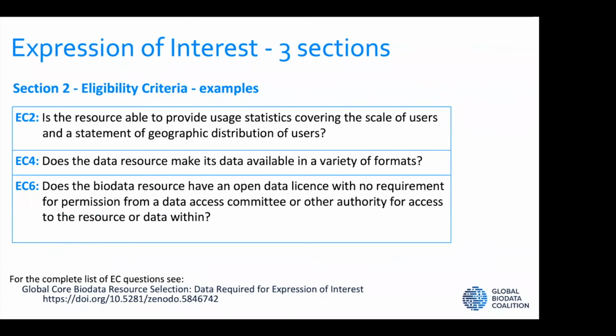Here are some examples. Question 2: is the resource able to provide usage statistics covering the scale of users and a statement of geographic distribution? They need to be able to do that if they're going to proceed to a full application. Does the data resource make its data available in a variety of formats? The answer to that is going to have to be yes if they're going to qualify as a core biodata resource. And then the third example here is to do with open data. So you can see from these examples how these are expectation setting and provide a benchmark for the suitability of the data resource to go forward.